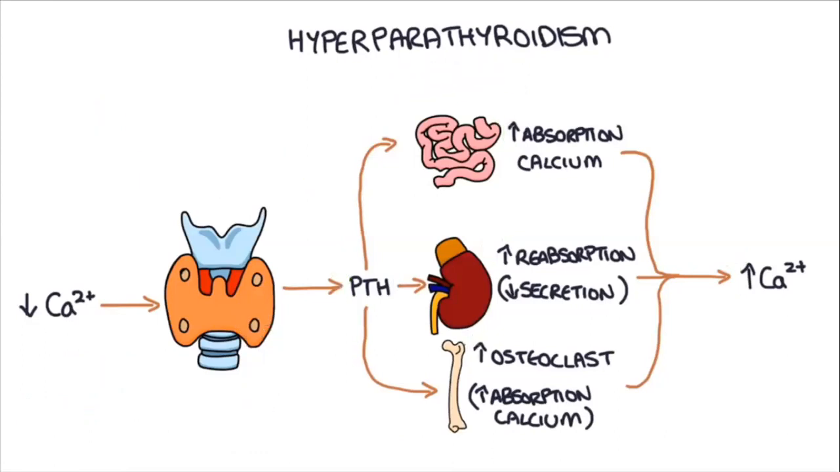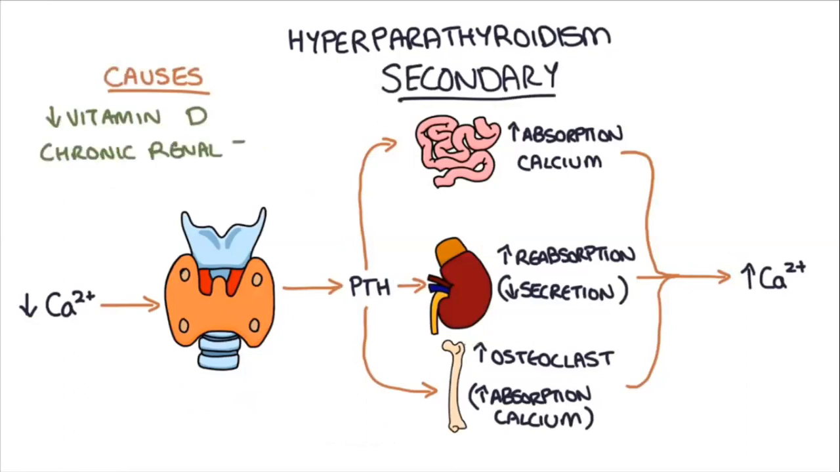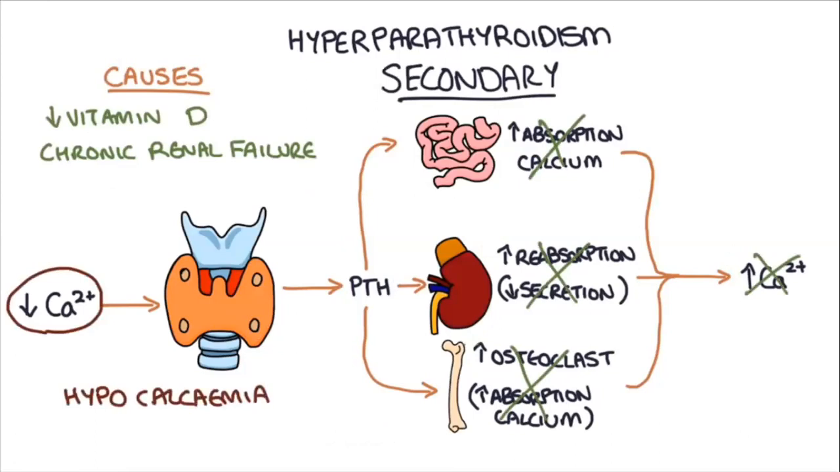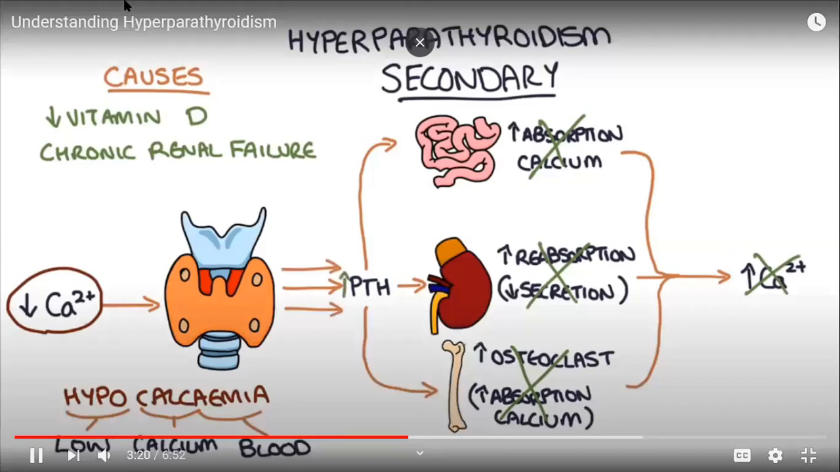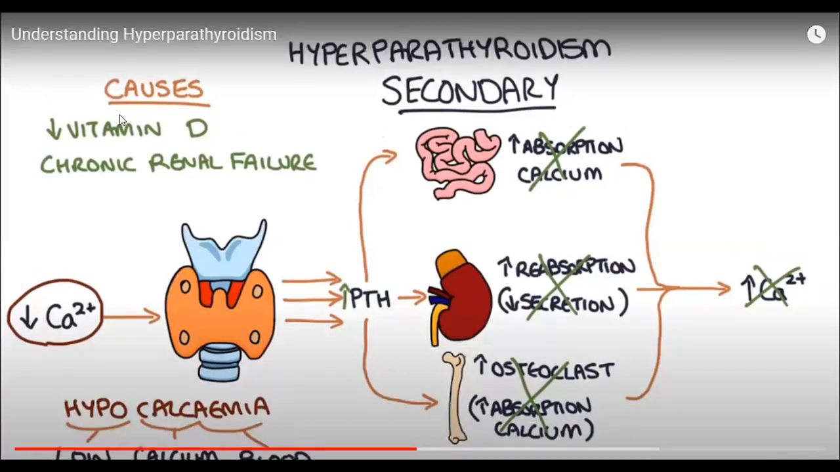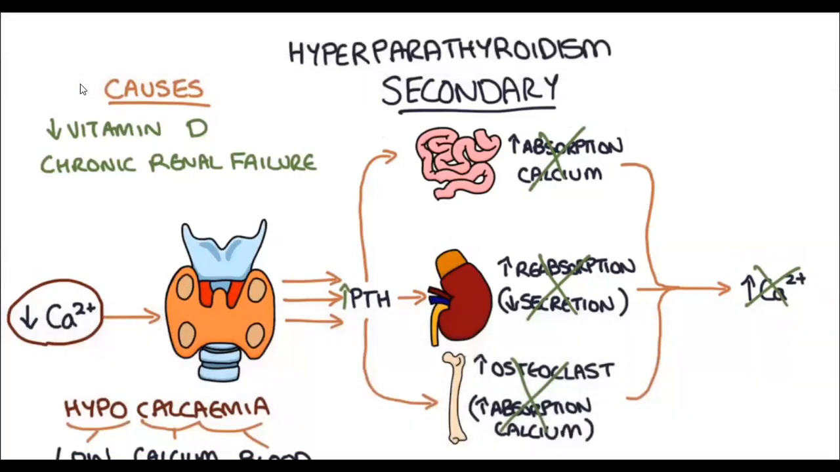The next cause of an abnormally high parathyroid hormone is called secondary hyperparathyroidism. And this is where either insufficient vitamin D or chronic renal failure leads to reduced absorption of calcium from the intestines, kidneys, and bones. This leads to hypocalcemia, or a low level of calcium in the blood, and the parathyroid glands react to this low level of calcium by secreting more parathyroid hormone to try and compensate. Over time, the total number of cells in the parathyroid gland increases as they respond to the increased need to produce parathyroid hormone.